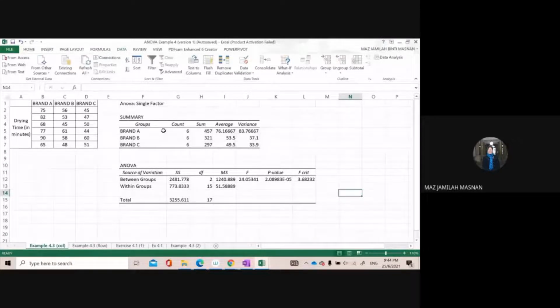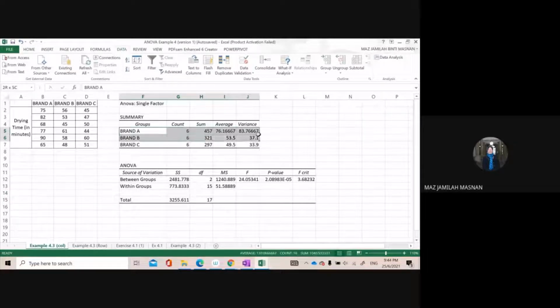So what do you have in your result? First, in the summary, for column A, brand A, you have count, which means that you have 6 data, and then you have sum.